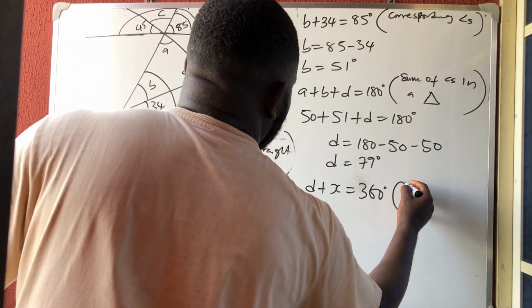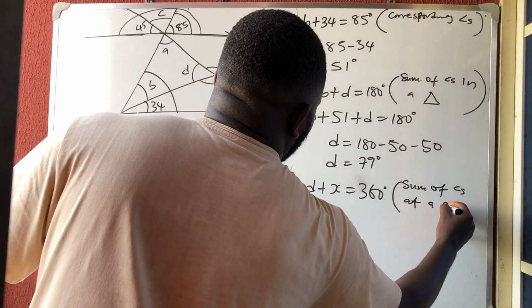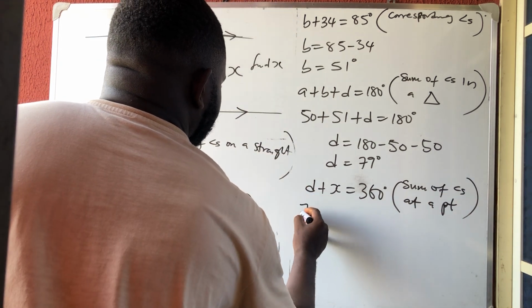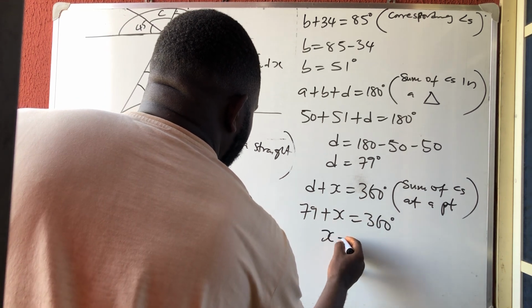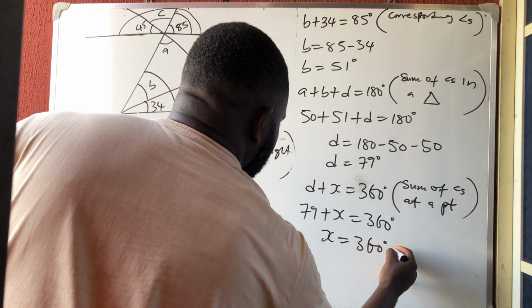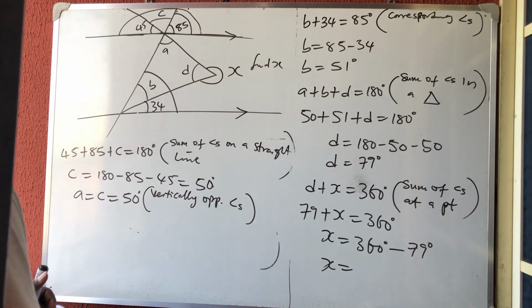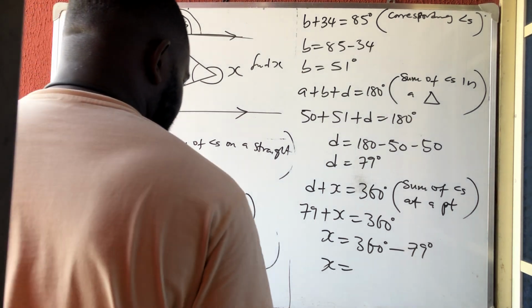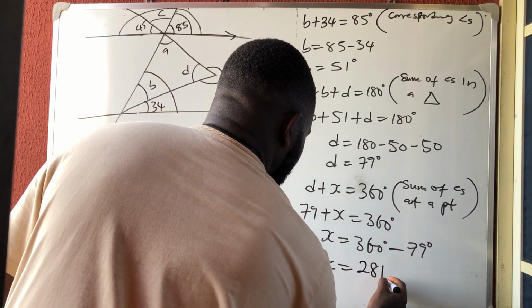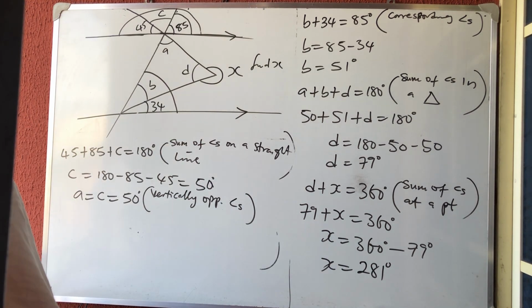Complete circle, which is angle at a point. Sum of angles at a point. So therefore my 79 plus X is equal to 360 degrees. So my X is equal to 360 degrees minus 79 degrees. So 360 minus 79, I'm having 281 degrees. Okay? So you see that these things are very, very simple.